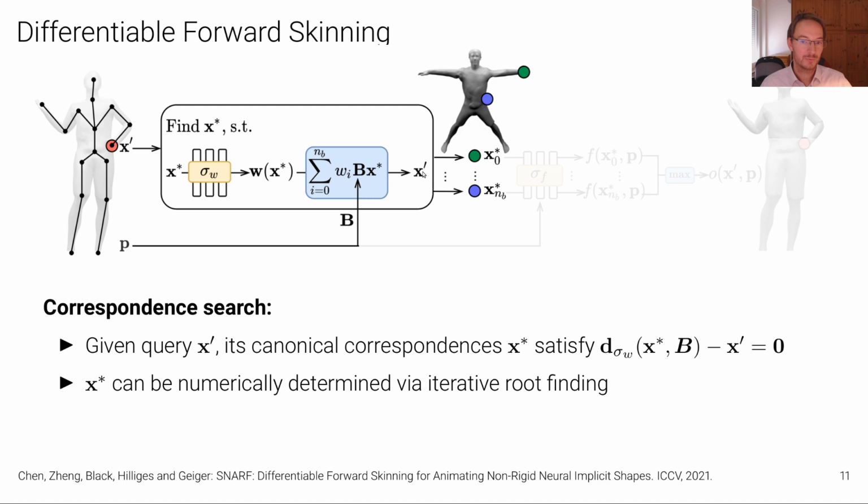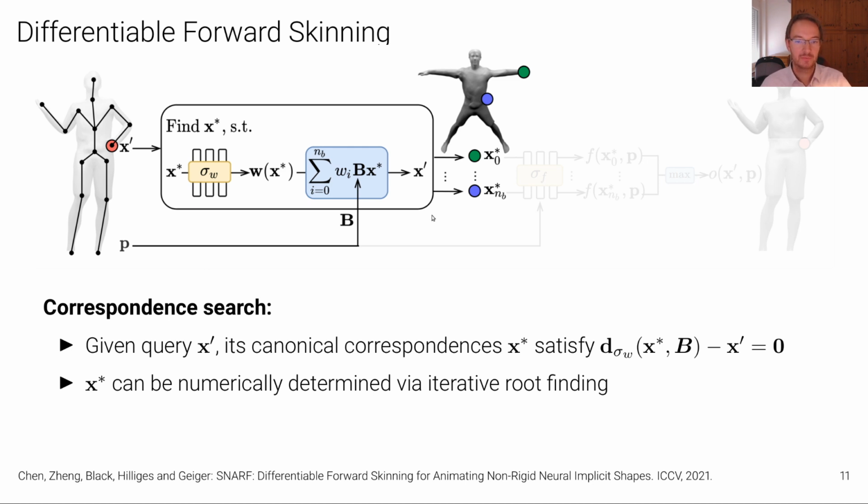However, of course, we want to have the opposite. Given the point in pose space, we want to know what the point in the canonical space is in order to learn the model, because our observations are in pose space. But we want to update, of course, our geometry in canonical space. And we also want to update the unknown parameters here, the parameters of the skinning weight network.